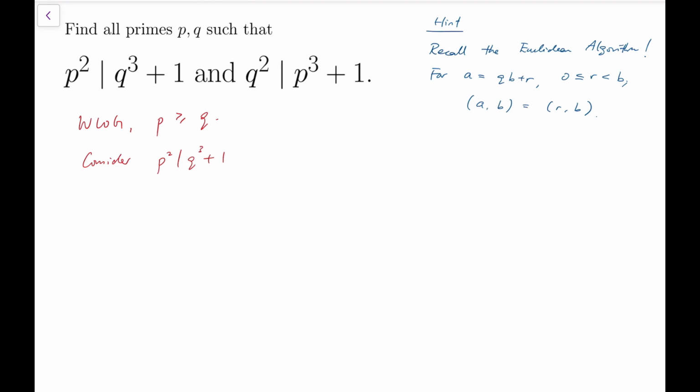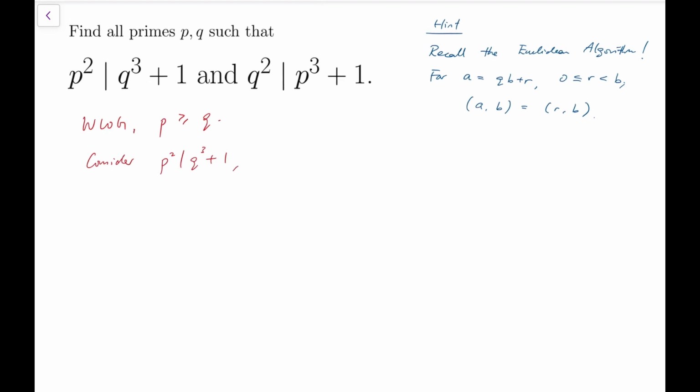The reason that I picked this expression to consider is that it seems I'm going to achieve more, considering the fact that a smaller number is divisible by a larger number; this can give more information. This is followed by p squared divides q plus 1 times q squared minus q plus 1. So I factorize the dividend because it's just a sum of cubes.